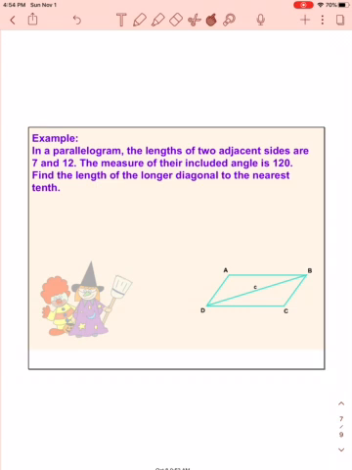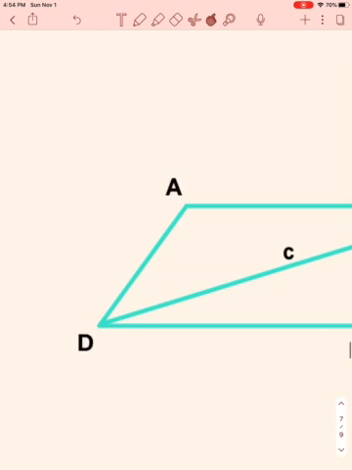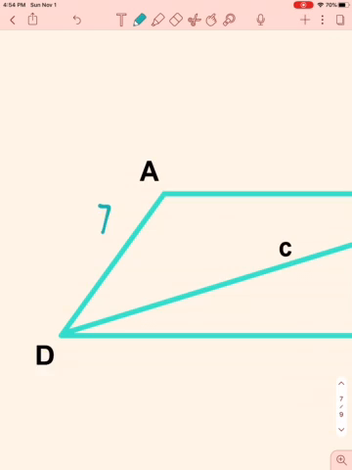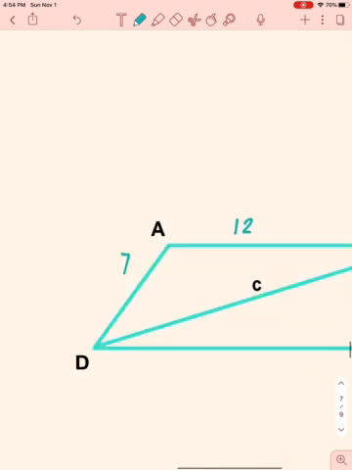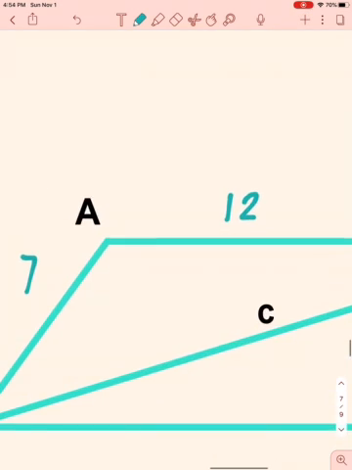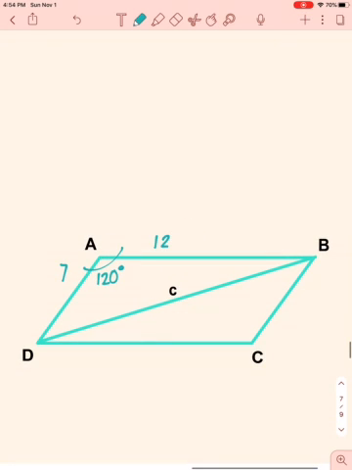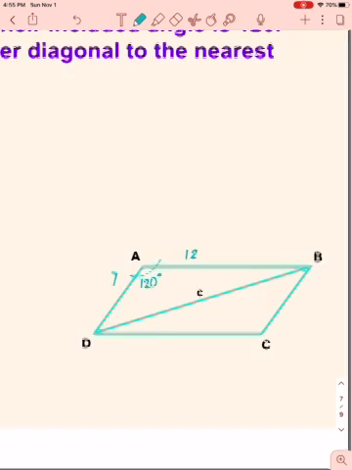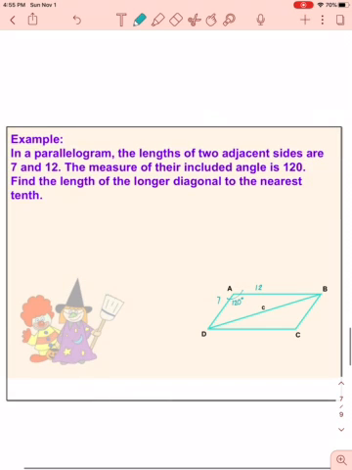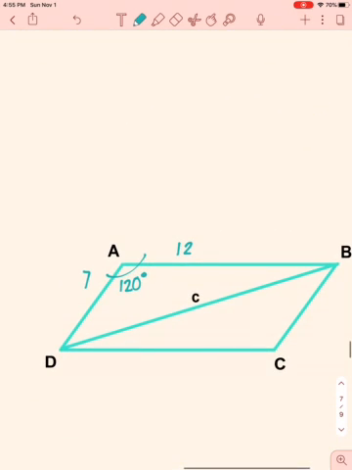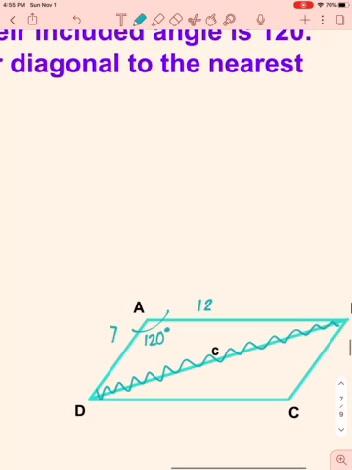All right, in a parallelogram, the lengths of two adjacent sides are 7 and 12. So two sides next to each other, 7 and 12. And the measure of their included angle is 120 degrees. Okay, so we know two sides and an included angle. If you look at a parallelogram, it's just made of two different triangles, so we can easily apply the same rules to half of a parallelogram as we do to a triangle. It says find the length of the longer diagonal to the nearest tenth. So in this case, I'm looking for the diagonal, which is c.